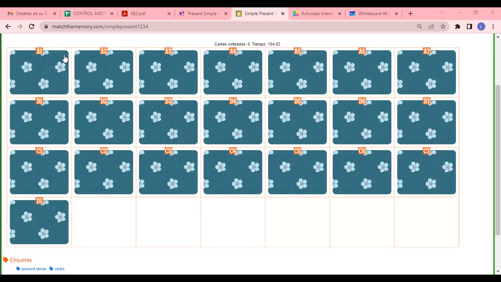As you can see here, we have from A to D1. Here, we have to find the pair. Vamos a encontrar la pareja. Siempre estamos utilizando las daily activities, okay? So, let's get started. Can you help me, please? Wilber Bertrand, help me. Choose two cards. Elige dos cartas.